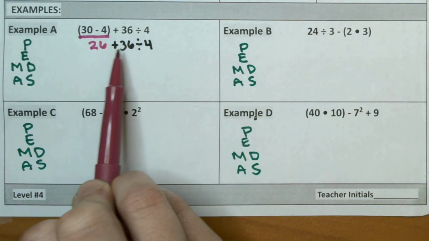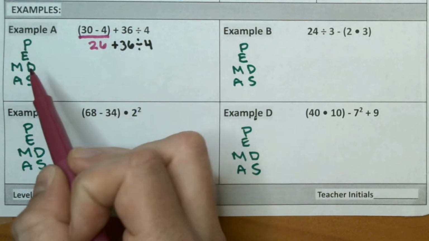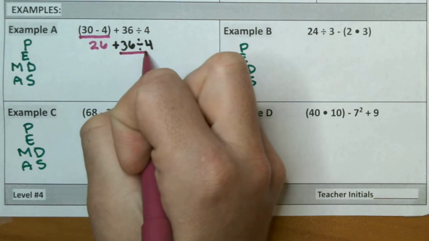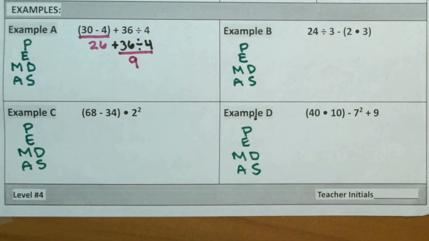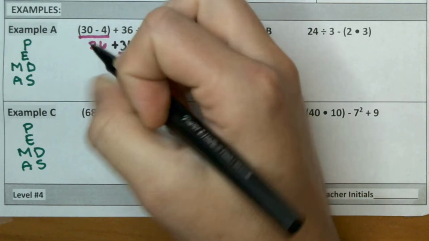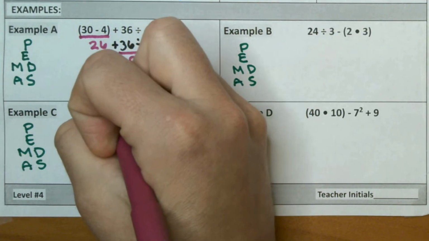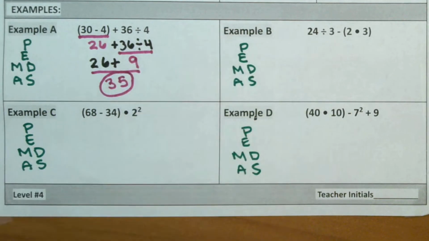Now this row is our new problem: 26 plus 36 divided by 4. All right, so I know division is more powerful than addition. So I'm going to underline 36 divided by 4. Write my answer underneath, 9. And then I'm going to bring down the plus, bring down the 26. And now our new problem is 26 plus 9. It's our last step. And 26 plus 9 is 35. Go ahead and pause the video and complete example B on your own.